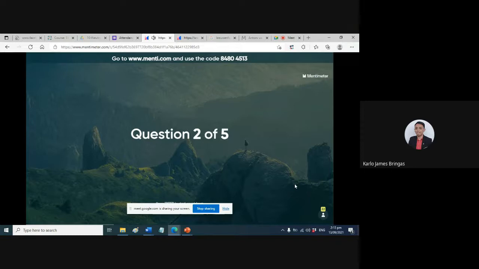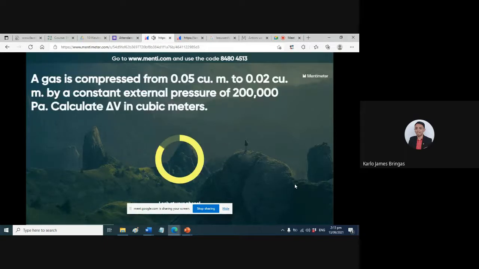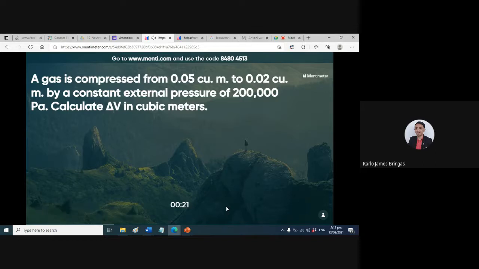So please keep your calculators ready for this one. So a gas is compressed from 0.05 cubic meter to 0.02 cubic meter. So please calculate delta V in cubic meters. So you have 45 seconds. In your final answer, please be sure to enter the unit. The unit of the delta V. So 20 seconds left. So what is the delta V in cubic meters for the gas being compressed?